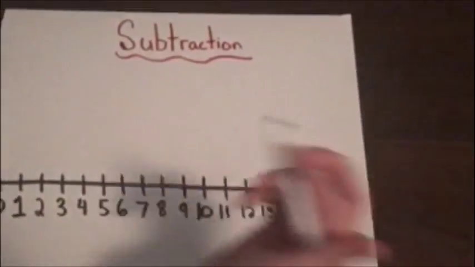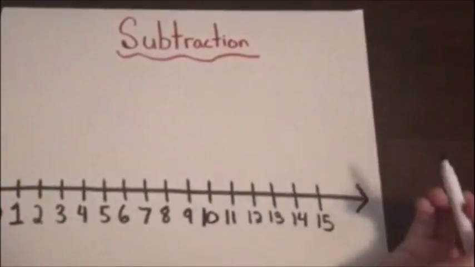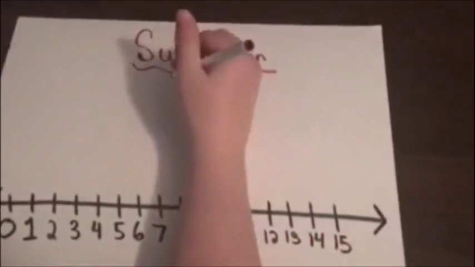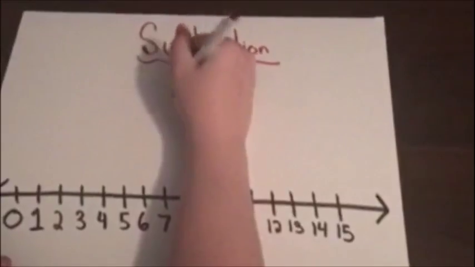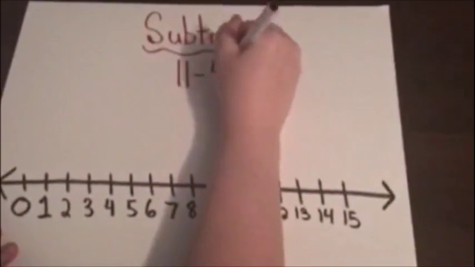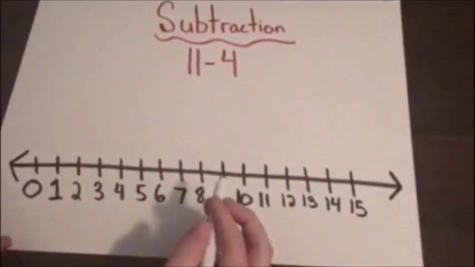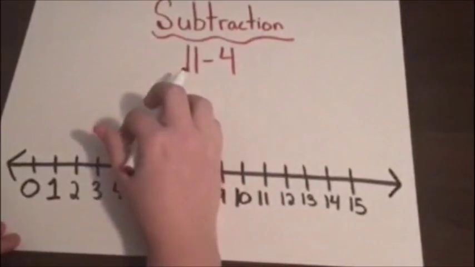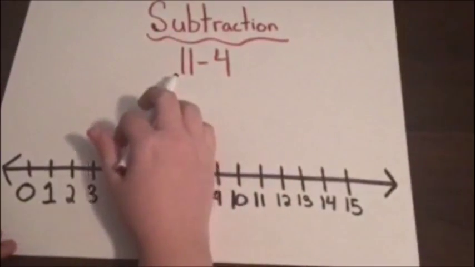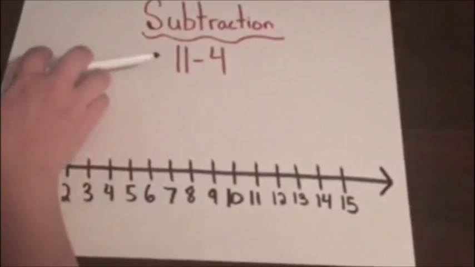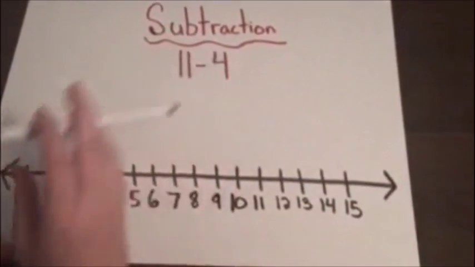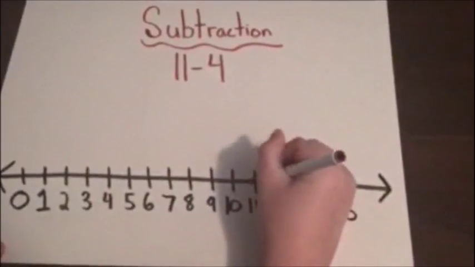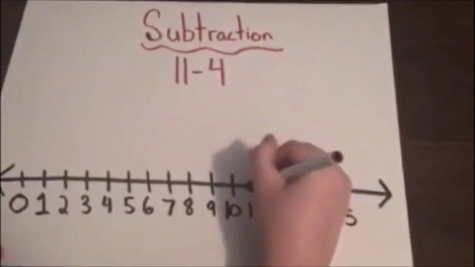Now we're going to go over a subtraction problem. Once again, we have a number line from 0 to 15, and our subtraction problem for today is going to be 11 minus 4. And so we're going to start off in subtraction. It's important to start with the first number when you're subtracting, and so we're going to start with the 11 and find that on the number line. It's not like addition where you can just interchange the numbers. So we found 11 and we mark it with a small dot.